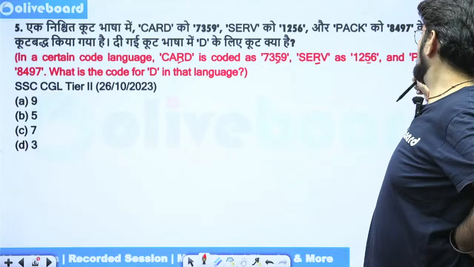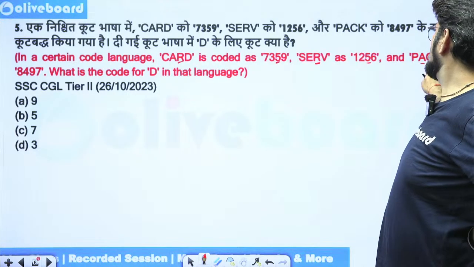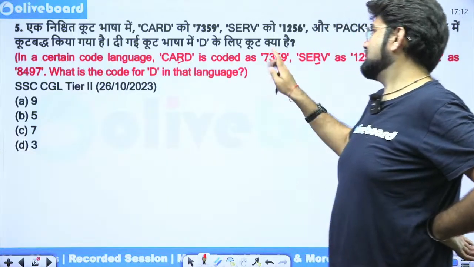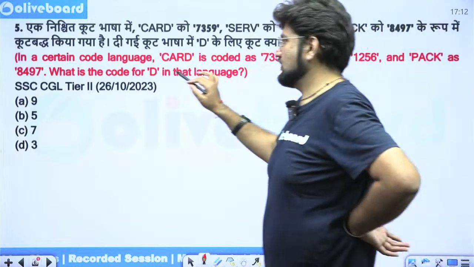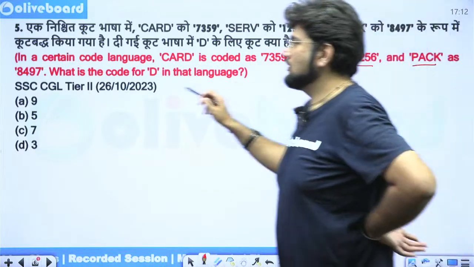Okay, this can be. So PACK. A and C are 4 and 9, but A and C are 3 and 7 here. So no, that's not true. Not substitution. Right? It's again the same thing only. Wherever D is not coming, serve 1, 2, 5, 6, pack 8, 4, 9, 7.